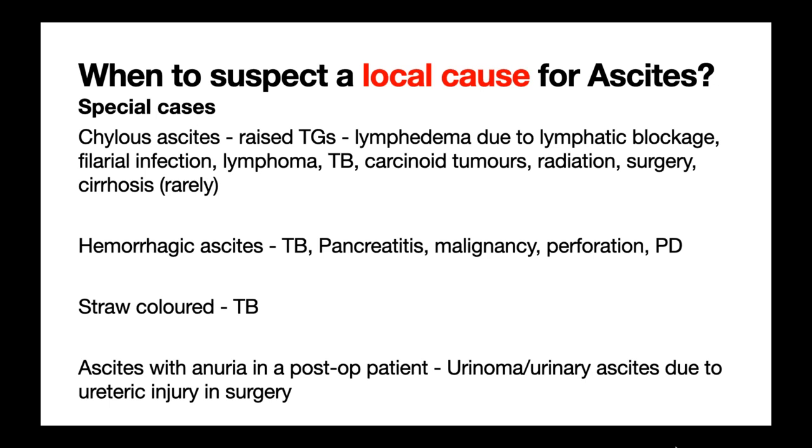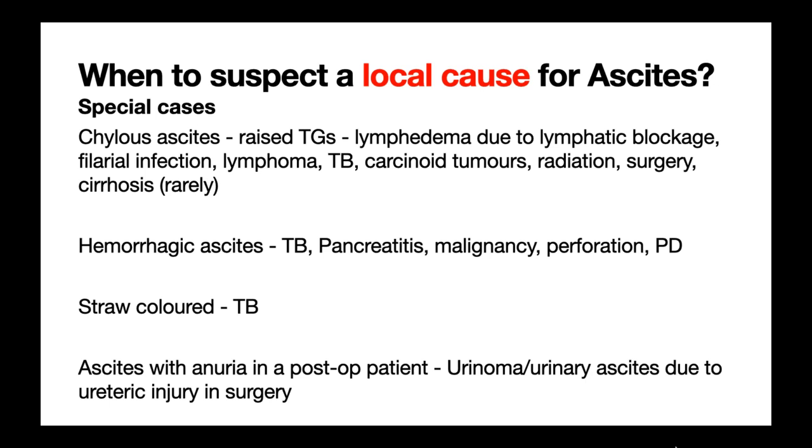So the causes of hemorrhagic ascites are: tuberculosis, pancreatitis, malignancy, perforation of any abdominal viscus, and peritoneal dialysis. They can also present with a hemorrhagic ascites. Straw color typically is described as deep yellow, almost like mustard oil, sarson ka tel. It is exactly like that, and that is typical of tuberculosis.